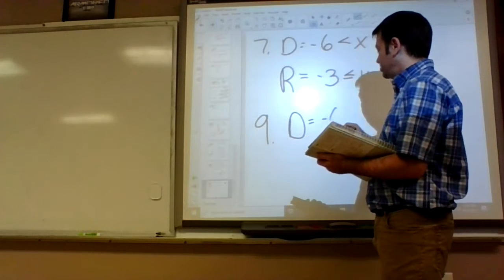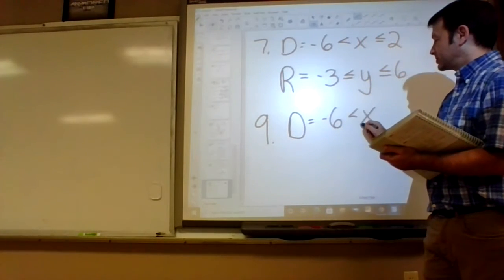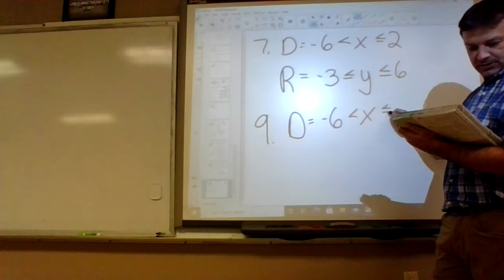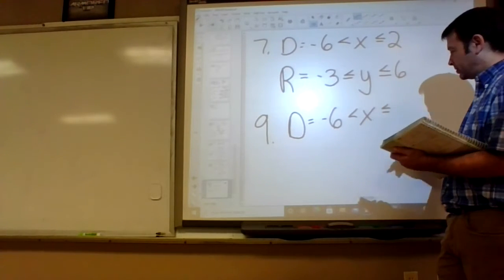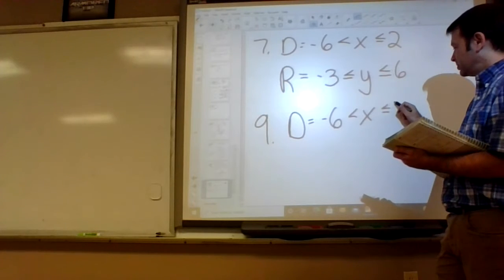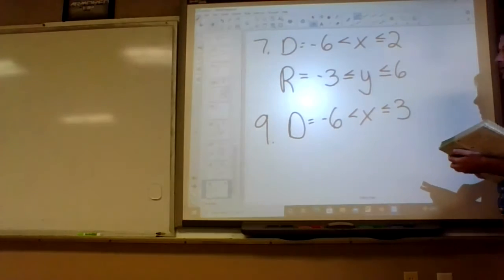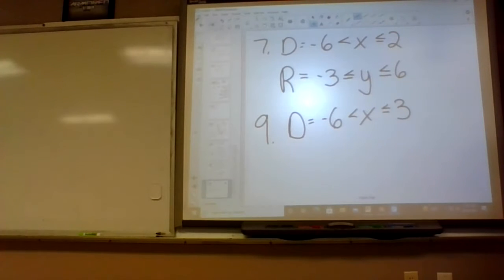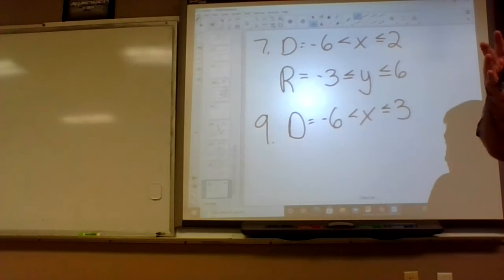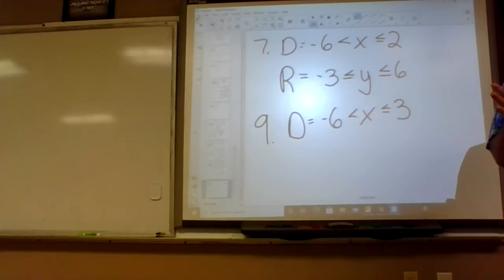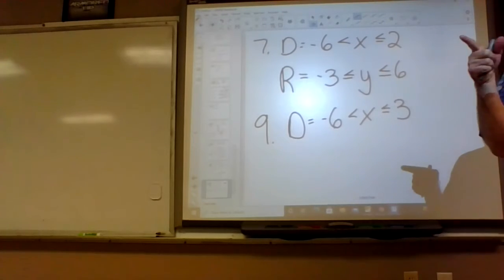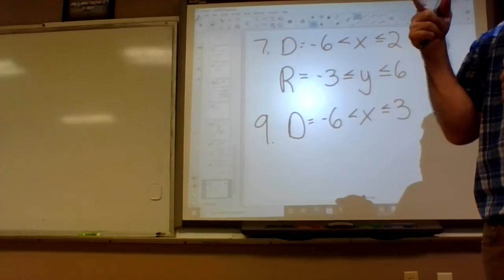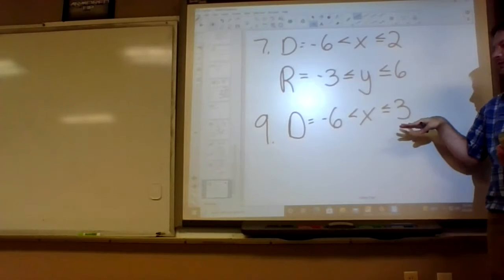So I'm going to put -6 less than x, less than, how far does it go to the right? 3. Is 3 included? Yes, because the circle's filled in. All those x values in there are completely connected. You can drag your finger across left to right, and there will be a point at any of those x values between -6 and 3.